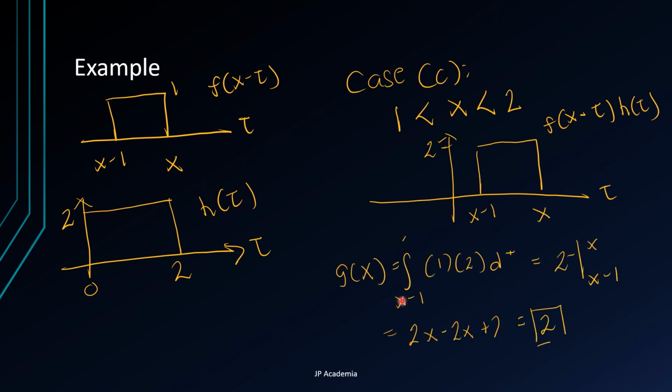Then this is the product of their overlap. And therefore, we can get the output or the integral of this by evaluating this from x minus 1, so this part, up to x. Then yung product lang ng amplitude nila, so 1 and 2, along this dummy variable d tau. So evaluate this simple integral, then you will get a value of 2.